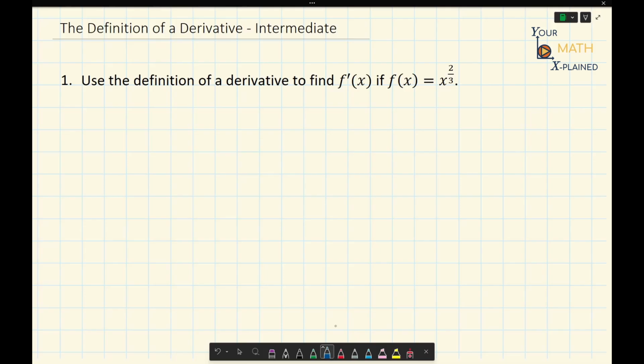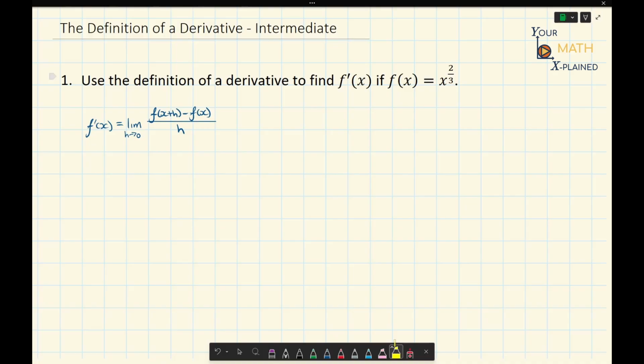So let's jump straight into our first example, which is to use the definition of a derivative to find f prime of x. So we know that the definition of f prime of x is equal to the limit as h approaches 0 of f of x plus h minus f of x all over h.